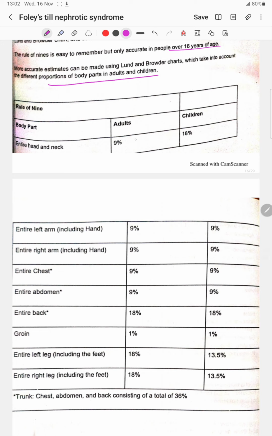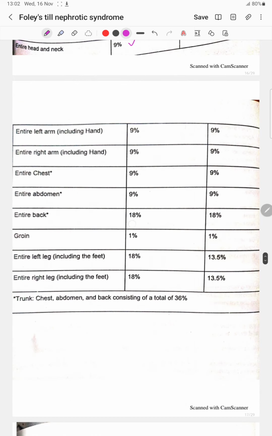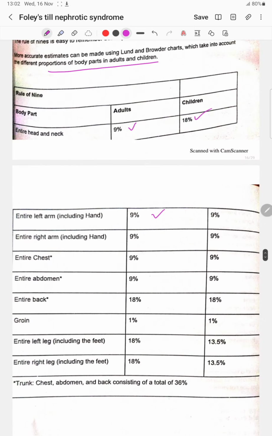Entire head and neck, 9% in adults, and 18% in children. The entire left arm, 9% in adults as well as in children. The entire right arm, including the hand, 9%, 9%, in both cases. Entire chest, 9% and 9%, entire abdomen, 9 and 9, entire back, 18 and 18, and groin, 1 and 1. Entire left leg, including the foot, 18%, and in children it is considered 13.5%, and the entire right leg, 18%, and in the case of children, 13.5%.